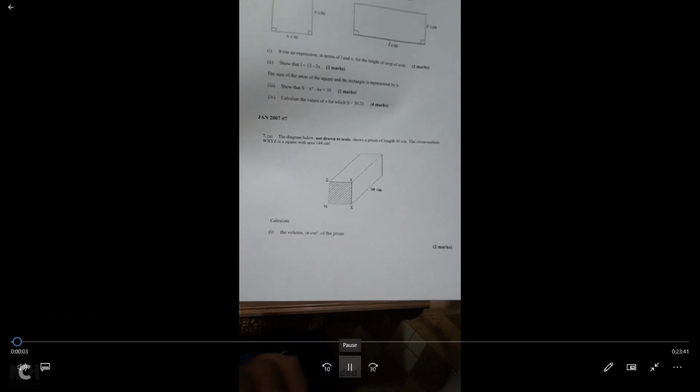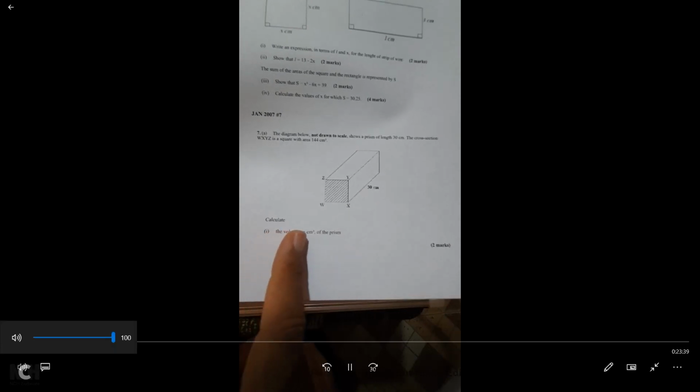Okay, so in January 2007, we are asked to find the volume in centimeters cube of the prism, right? But in the question, we were given So I can't hear anything. here, given the square, which is this here, is 144.